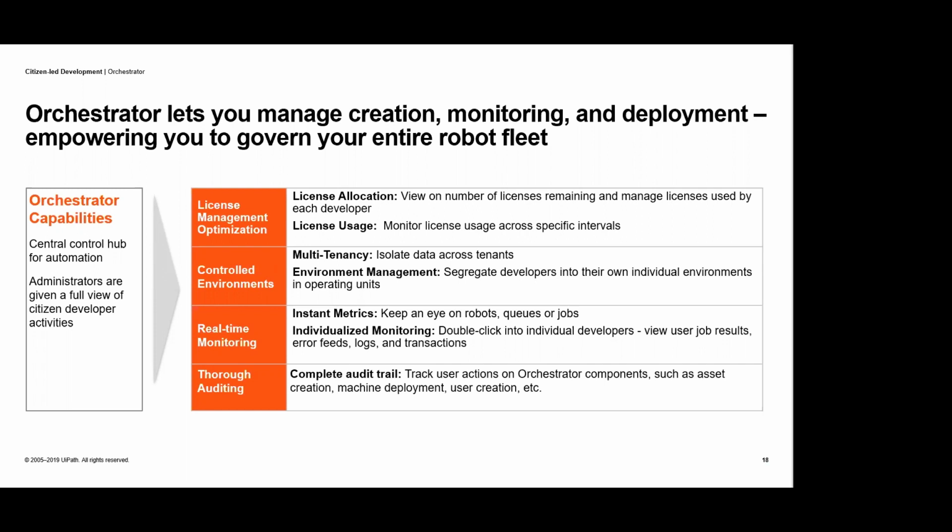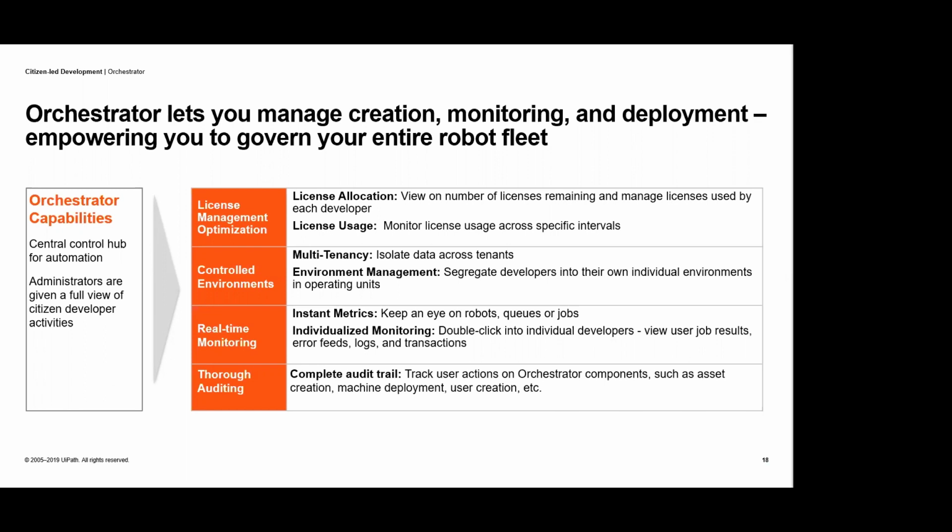For example, license allocation and usage. Companies like ConocoPhillips want to have a way of monitoring who have not used their licenses at all so that they can redelegate to other potential citizen developers. And being able to segregate developers into their own individual environments and operating units, that has been important as well.